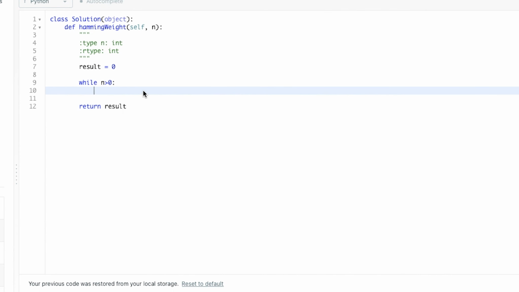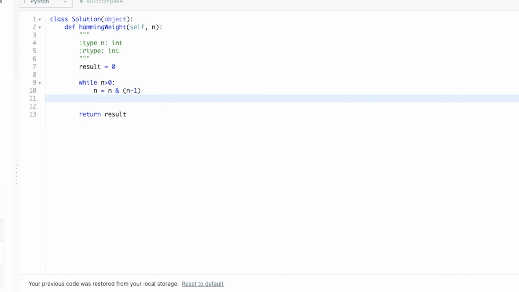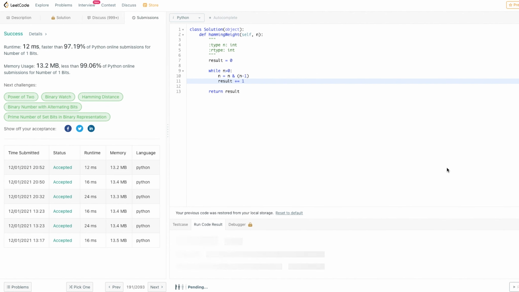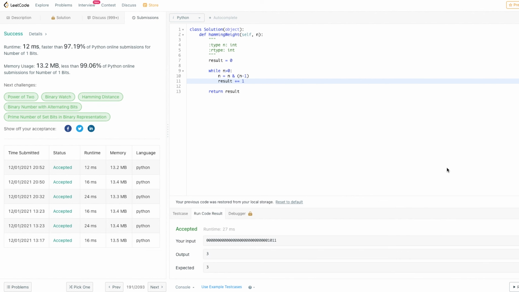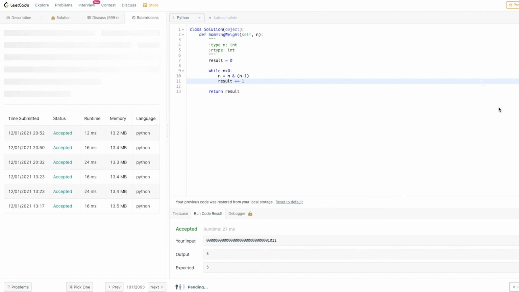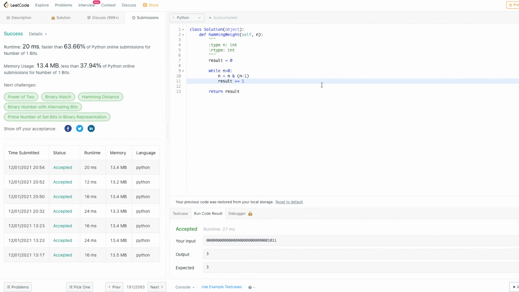Now if you have to solve this using an AND operator, that's possible too. You would just say n equals n and n minus 1. And then we just increment result, because that basically brings n closer and closer to 0. It removes each 1 digit. And yep, let's submit it. Yeah, that works too. So these are the 2 solutions to the Hamming weight problem.